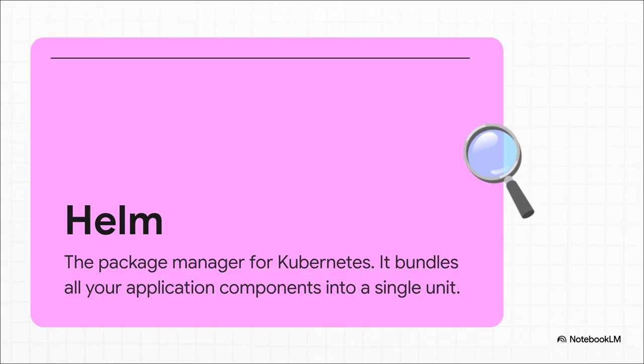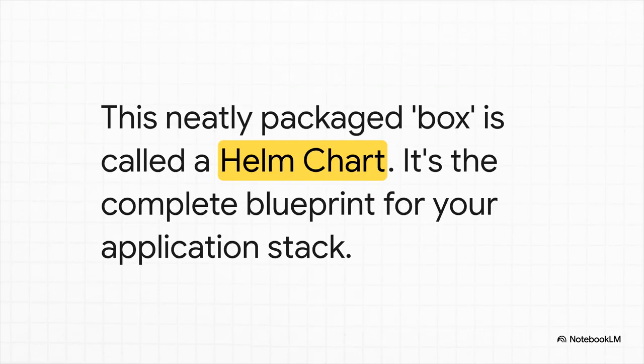So just like you'd use an app store to install something on your phone, you use Helm to install, upgrade, and manage even the most complicated apps inside a Kubernetes cluster. It just takes all those scattered pieces and bundles them together. And that box, that neat little package we've been talking about, that's officially called a Helm chart. This is the key concept we're going to be working with. It's the complete blueprint for your entire application stack.